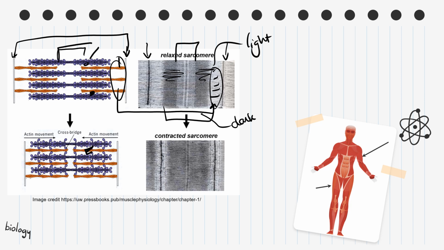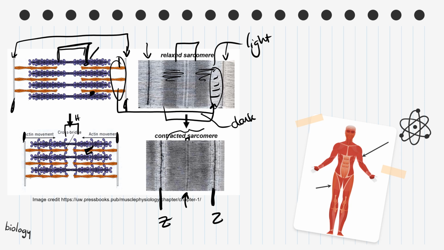Notice that my H zone here is very small. My H zone is quite a bit smaller. Notice my Z discs here and here are closer to each other. The whole entire sarcomere is smaller. Again here, Z disc, there's that M line. The H zone is so tiny now.